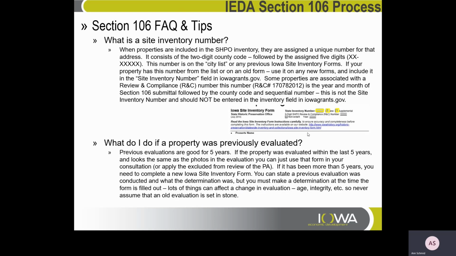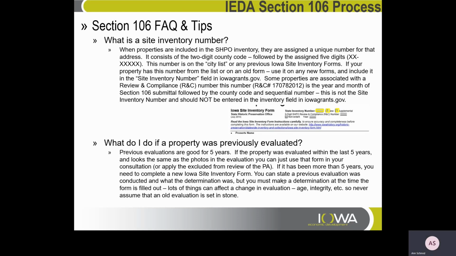I've included here a screenshot of the top of an Iowa site inventory form. If you have an existing site inventory number, you would put it here and you would check supplemental. Oftentimes I see review and compliance numbers entered in this space. That is incorrect. A review and compliance number is a number assigned when another federal agency's action has been assigned a number. If that is the case, you can put that number here under RNC number, but that is not the site inventory number. You'll want to be sure that if your property has a site inventory number, the 2 digits dash 5 digits, that you put that in the proper field in iowagrants.gov.